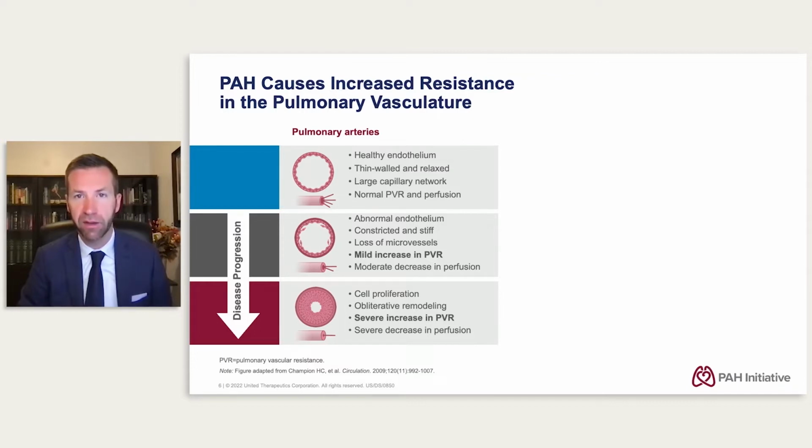Then again, as the disease progresses further, it is notable that you get further constriction and now accompanied with cell proliferation and an obstructive vasculopathy due to obliterative remodeling that results in severe increases in pulmonary vascular resistance and a severe decrease in perfusion.